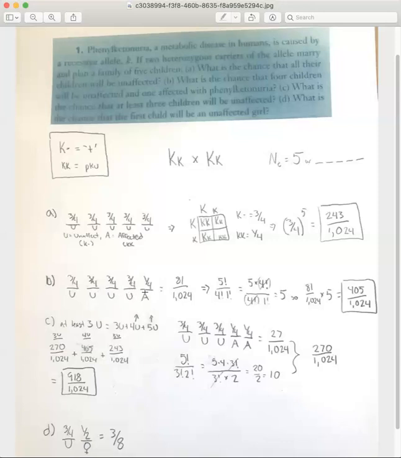So you're going to times those all together, just like we did above, and the result is 81 over 1024. However, in this one, it's just asking you what is the probability if 1 is affected, right?